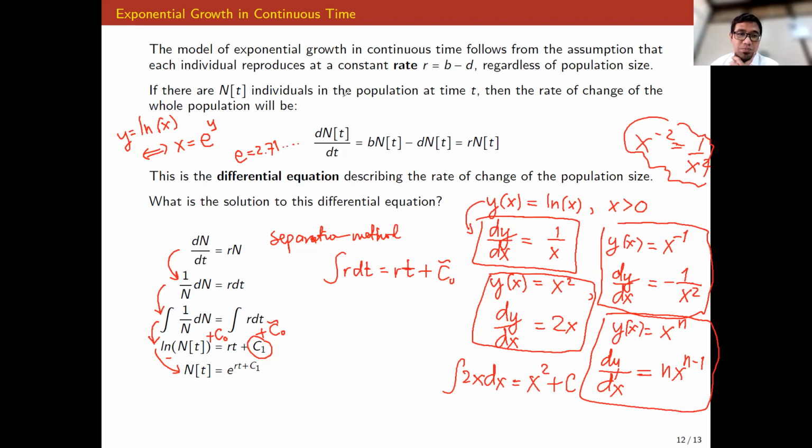So in this case, we have y equals ln x, and this is y equals rt plus c1. Of course, we have x, and t is e to the y. Y is rt plus c1. Do you understand about this? Can you follow?